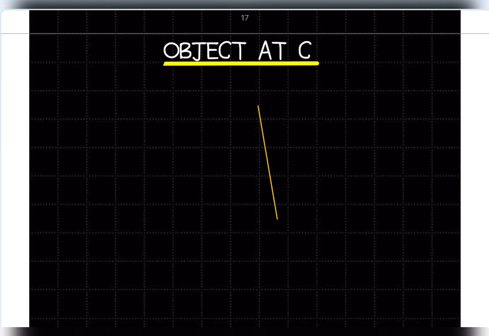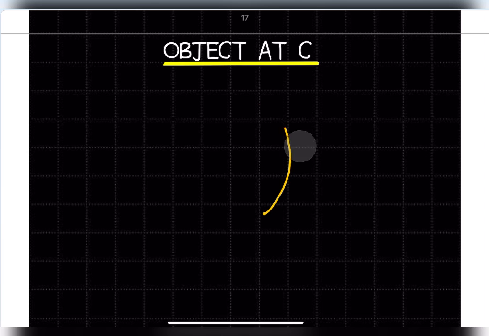Let me take this slightly thicker pen and draw like this. What is this? This is a concave mirror, right? So we are discussing a concave mirror. The outer part is not the reflecting part and the inner part is reflecting. Now let me draw a straight line like this.